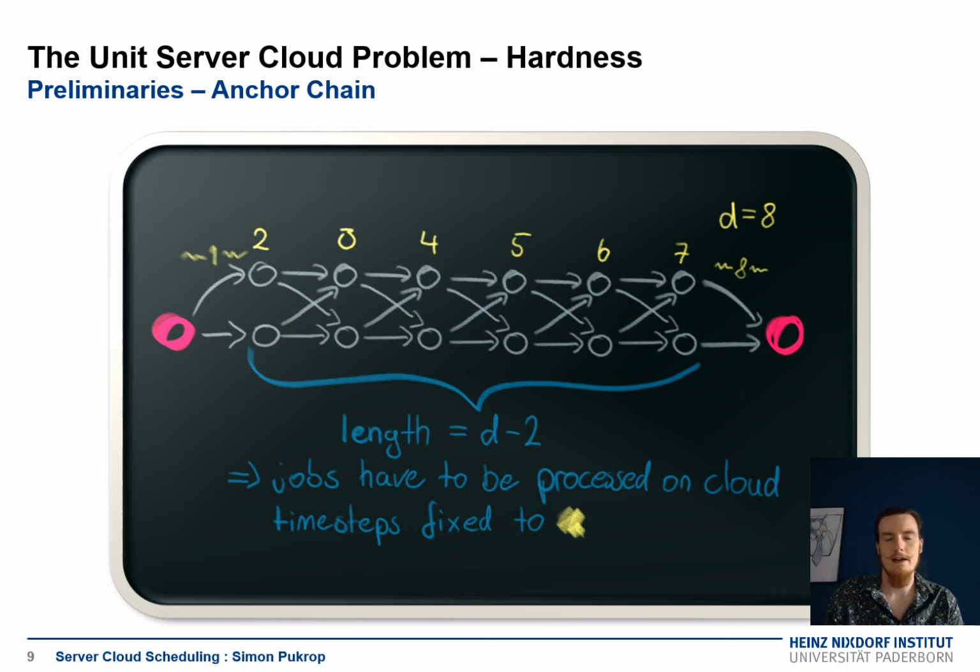So we basically have this chain. Everything on it is on the cloud. We have fixed time steps, which I wrote in this example over them, and we know in a specific time step this specific job will be processed on the cloud, and we will later use this to hook our other gadgets onto them and to give them a structure.